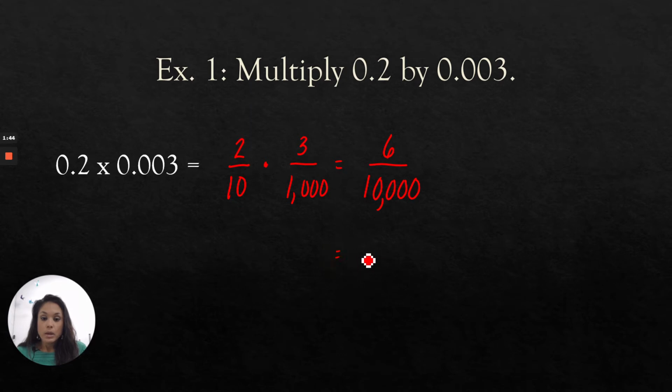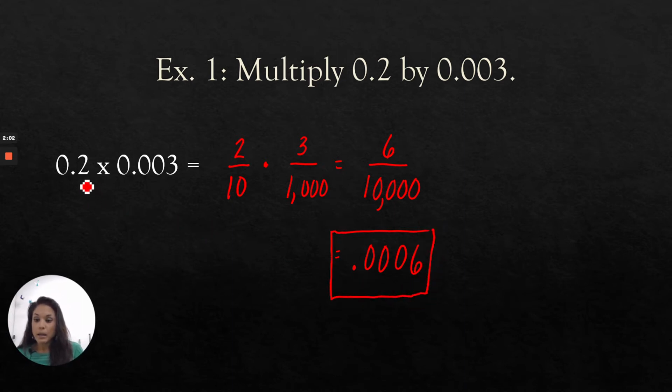So we know that we have our tenths place, hundredths place, thousandths place, 10,000ths place. This is my answer. Another way you can do this is just multiplying the 2 and the 3 together, which is 6. And then count all of the decimal places that are there.